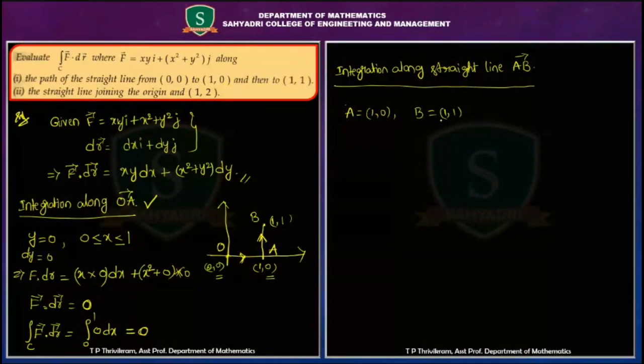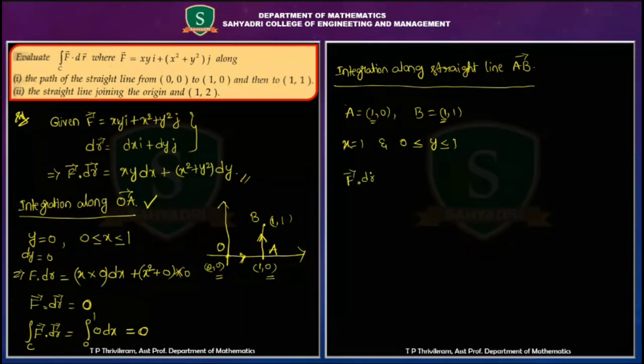If you compare x and y values, here also x equal to 1, here also x equal to 1. So x equal to 1 you can keep constant. And y value ranges from 0 to 1, that means 0 less than or equal to y less than or equal to 1. Clear? So that means you need to do integration with respect to y.